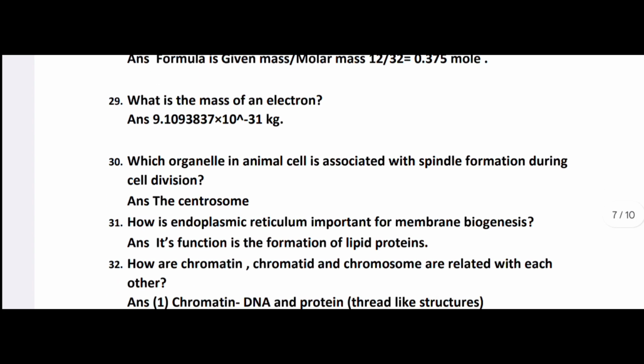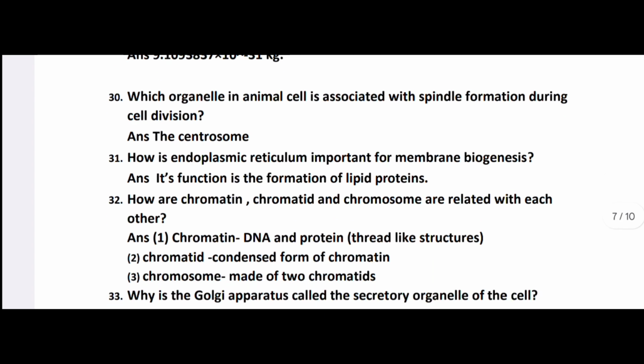What is the mass of an electron? It is 9.109387 into 10 raised to power minus 31 kg. Okay, it means 9.1093837 into 10 raised to power minus 31 kg is the mass of an electron. Which organelle in animal cell is associated with the spindle formation during the cell division, that is centrosome.